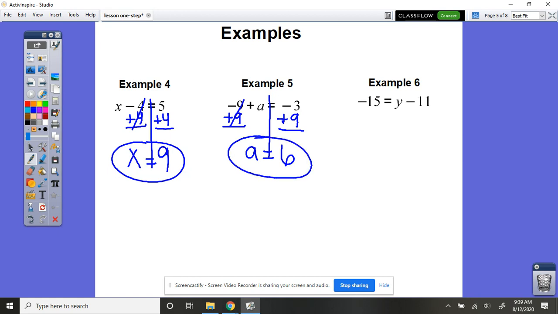And finally, example 6. This is my last example. Negative 15 equals y minus 11. So I'm going to draw my balance line. This time my variable is on the right side, so I need to cancel from the right side. So I have y minus 11. So I'm going to add 11 to cancel that out. But I need to go back to the left side and add 11. Negative 15 plus 11 would give me negative 4, which would equal y. Let's correct that a little bit. Negative 4 would equal y.